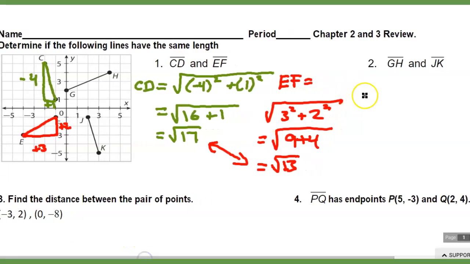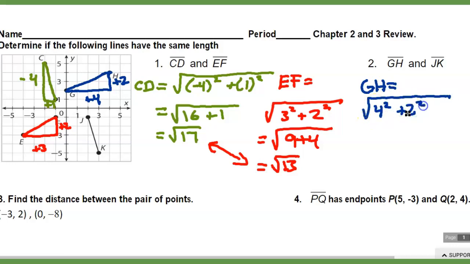Do the same thing, but for GH and JK. So GH, looks like we got a rise of positive 2, a run of 1, 2, 3, 4. So GH will equal 4 squared plus 2 squared, which is 16 plus 4, which equals root 20.